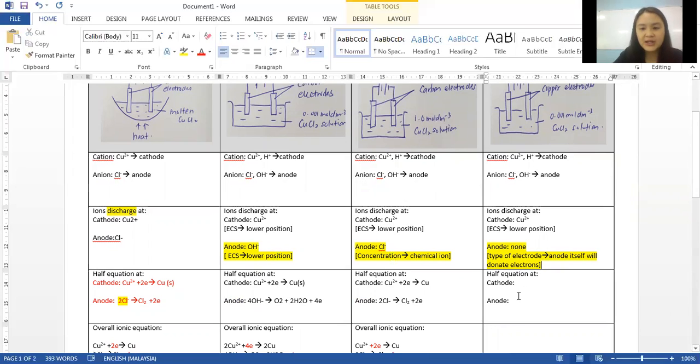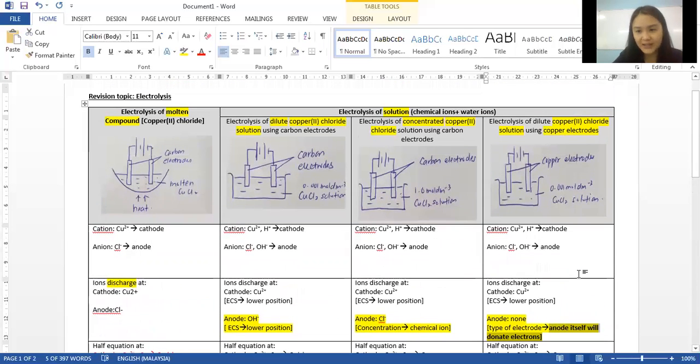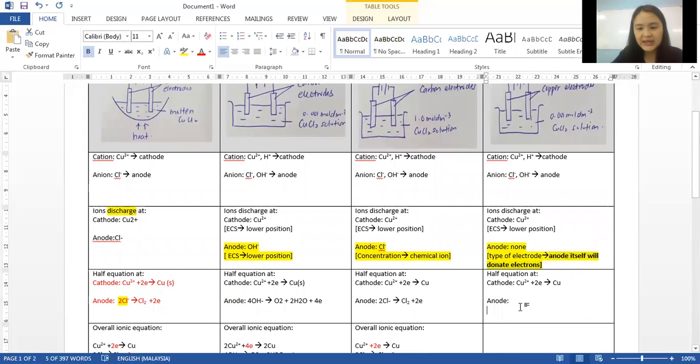Now the half equation at the cathode is the same because you're still choosing your Cu2+, so your half equation will be the same. Now how about at the anode? You say you don't choose anyone, then how do you build a half equation? Even though you are not choosing any ions to discharge, your anode itself donates electrons. And you ask yourself, your anode is made up of what? Your anode is made up of copper, Cu. So my half equation starts with Cu, which is equivalent to the anode.